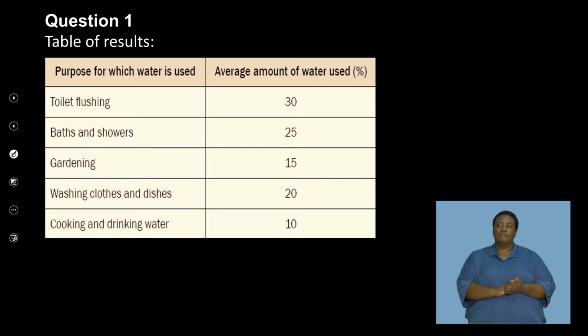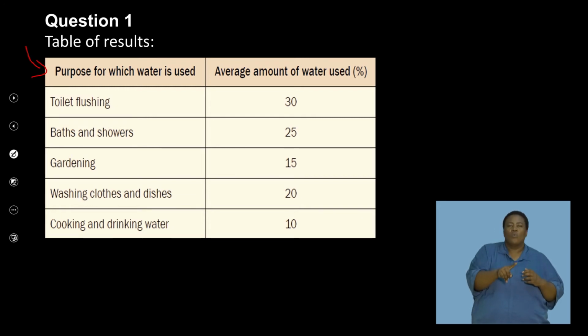So they tried to establish the purpose for which water was used, and so they looked at different criteria that water was being used for, and they also asked the participants or their households to measure the average amount of water that was used.